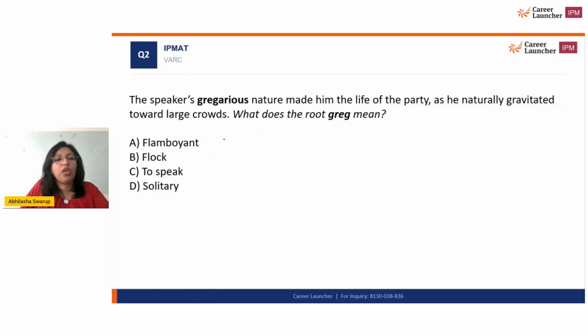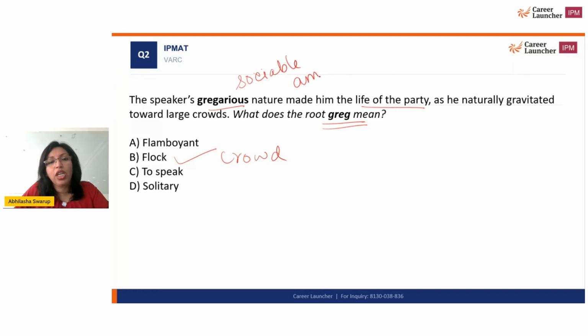All right. The speaker's gregarious nature made him life of the party, as he naturally gravitated towards large crowd. What does the root greg mean? Greg or gregare means flock or crowd, and therefore anyone who's gregarious is very friendly, very outgoing, very sociable, right? Or you also call such a person very amiable, right? He's very amiable.